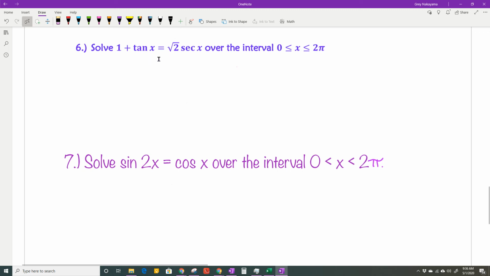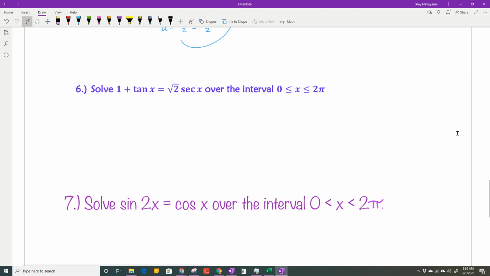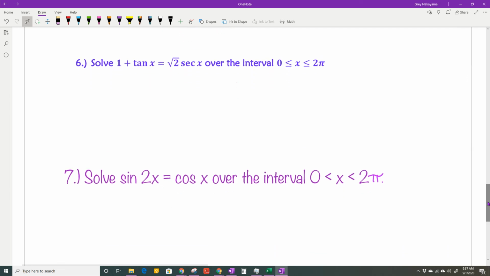Solve 1 plus tan x equals square root of 2 secant x over the interval of 0 to 2 pi. Okay, so what is important about these is you always need to make sure that you have the same trig function. I do not have the same trig function and the same angle. So I'm doing one where it's not all the same trig function.